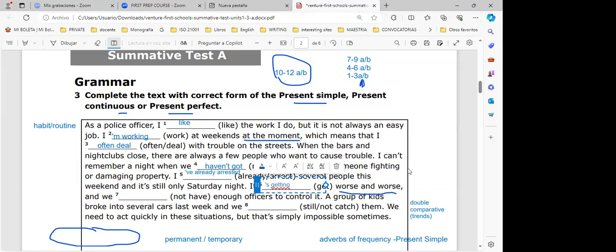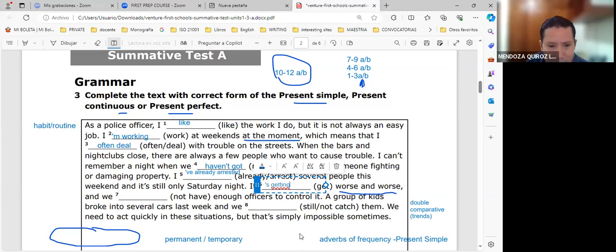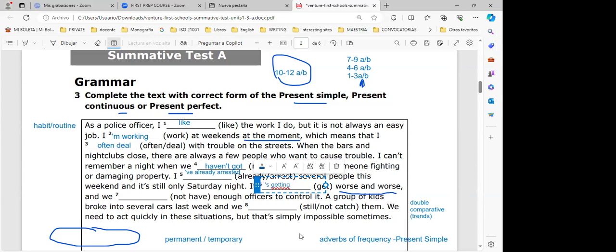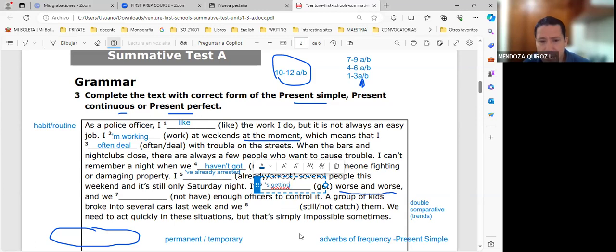I'm not sure about number 7. Yeah, let me help you out. It's getting worse and worse. And we don't have... Yeah, sure. We don't have enough. No, this is a permanent situation.